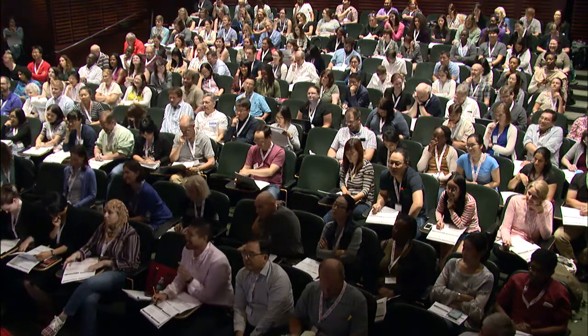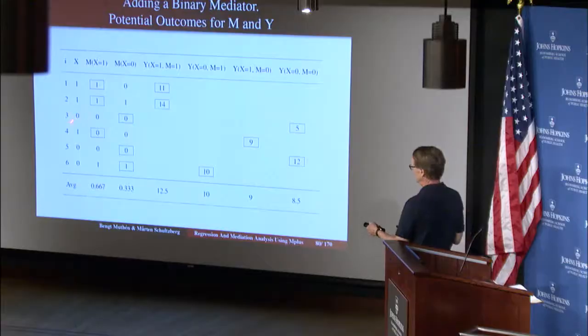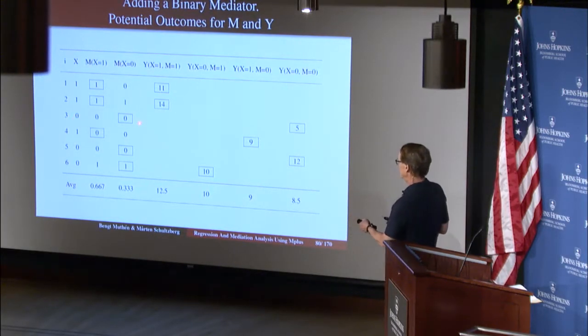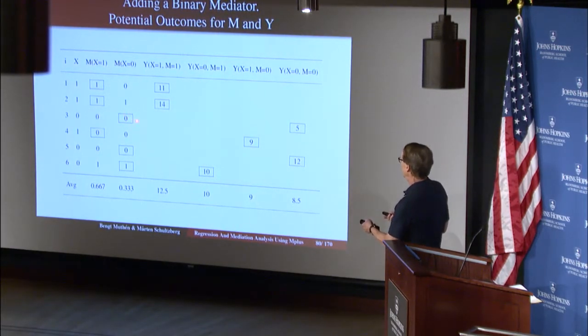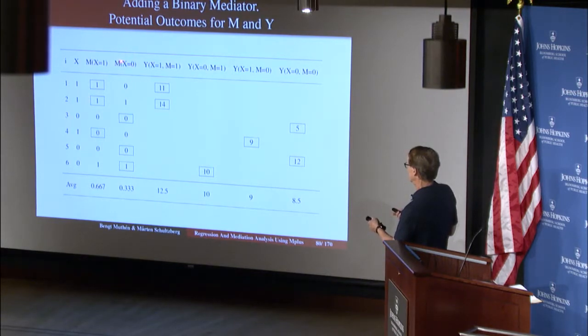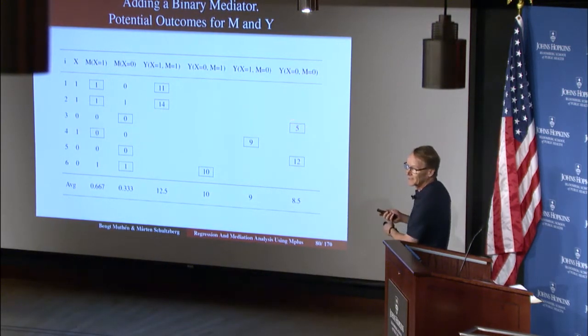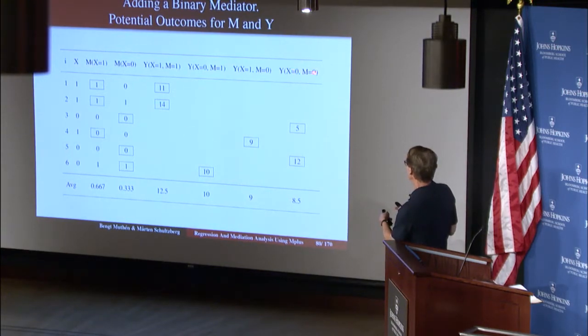So for individual 3, the person was put in the control group, so we observe the M value for X in the control group. We don't observe that one. And Y then becomes a 1-0 combination. So let's see. Actually, 0-0. Thank you. So 0-0, X is 0, and M is 0. The M value is 0. So we put it over there. And onwards and upwards for all these combinations.